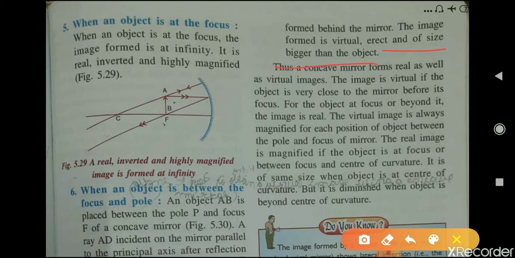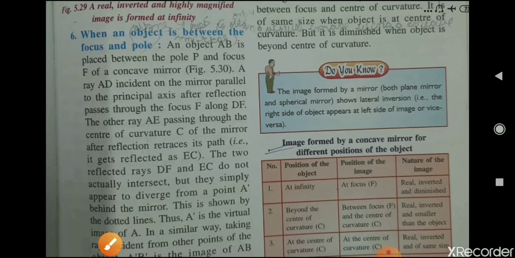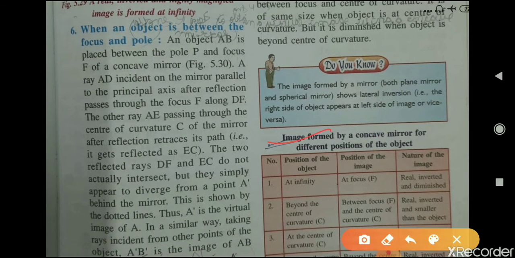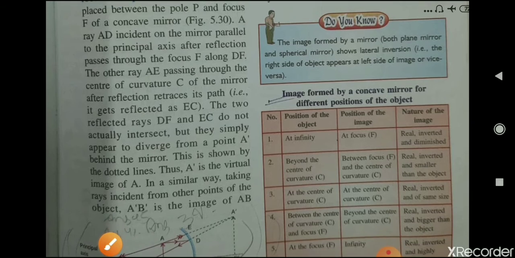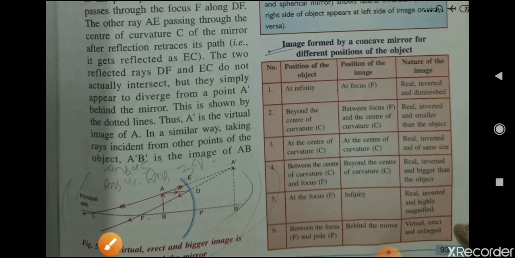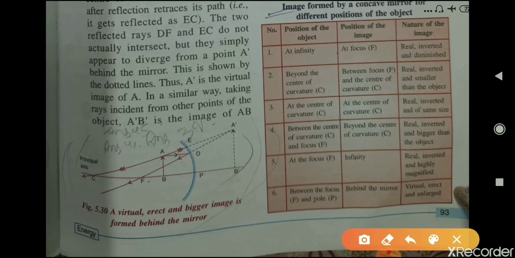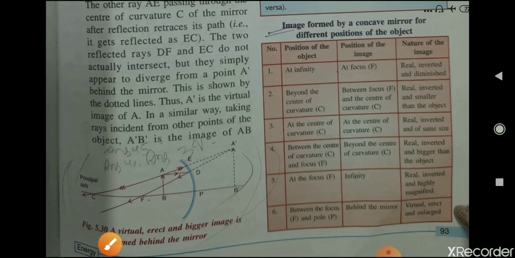Okay, so these are the images that are formed by the concave mirror. Now you can see here images formed by a concave mirror for different positions of the object. So we have discussed here six positions. For all the six positions, the position of the image and the object and the nature of the image, you can read from here also. Okay, what we have discussed here in the diagram, you can briefly read it from here also. You have to read this table.